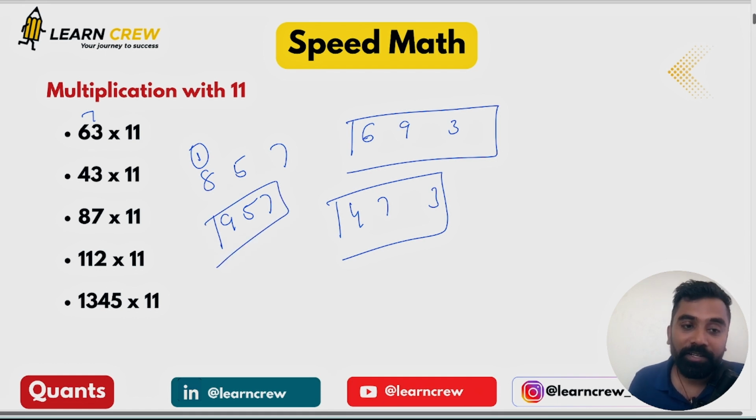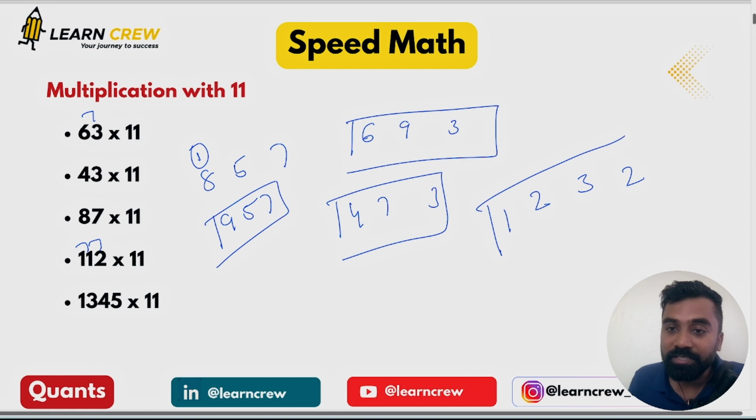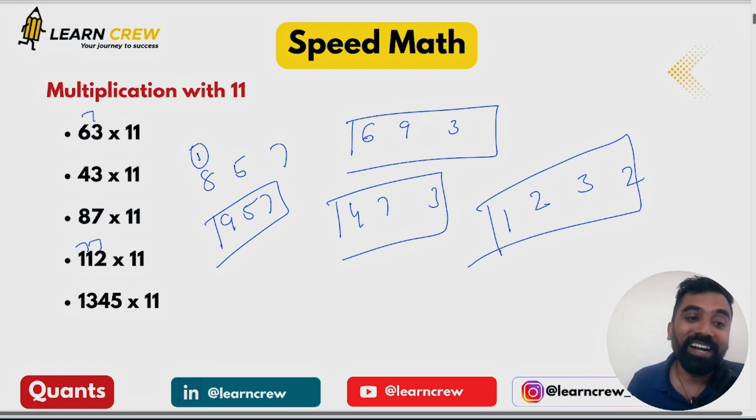112 into 11. What does it become? Sir, 1, 2 far apart. What is 2 plus 1? 3. What is 1 plus 1? 2. Answer is 1, 2, 3, 2. Quick. Within seconds you get the answers.